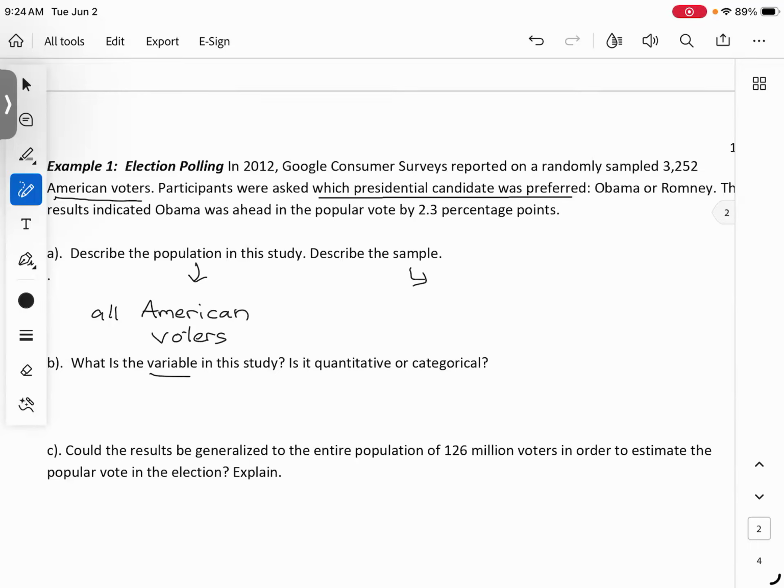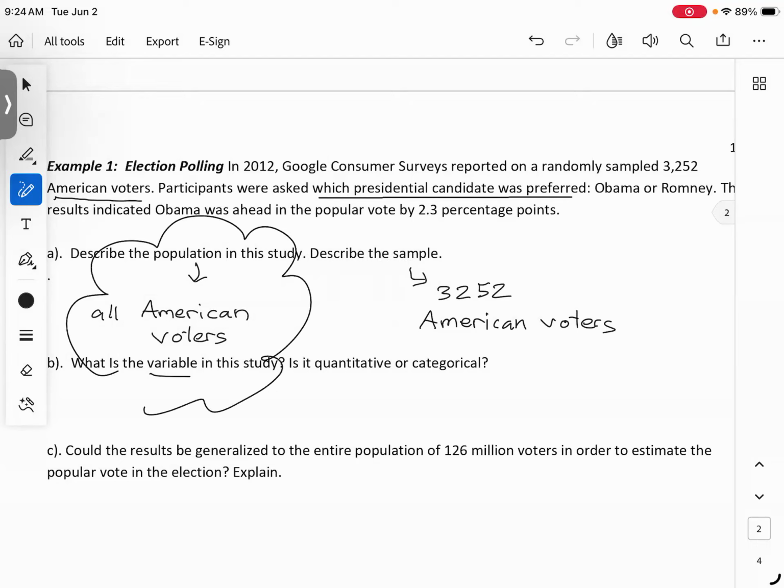Then the sample would be the smaller portion. They only ended up collecting data from 3,252 American voters, right? So this is your big cloud, and this is your little cloud.